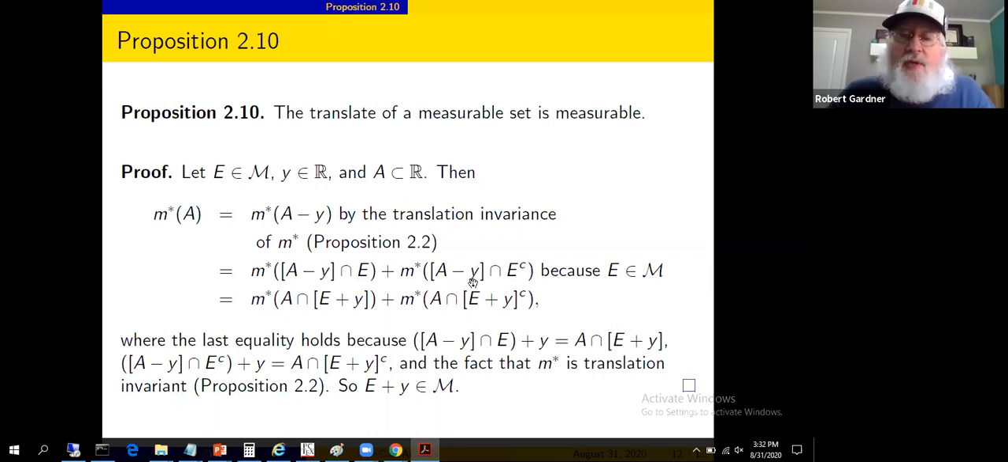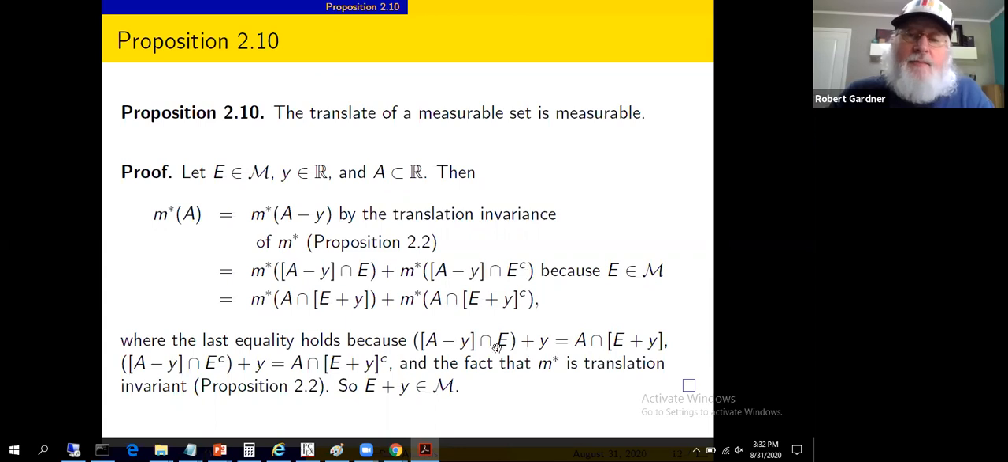Over here, similar, it's got a complement that makes it a tiny bit more involved. Add y to both of these. So A minus y translated by positive y gives you set A. E complement translated by positive number y gives you E plus y complement. You might argue, well, it gives you E complement plus y. Is that the same as this? Yeah, it's the same as that. So a little bit to be shown there.